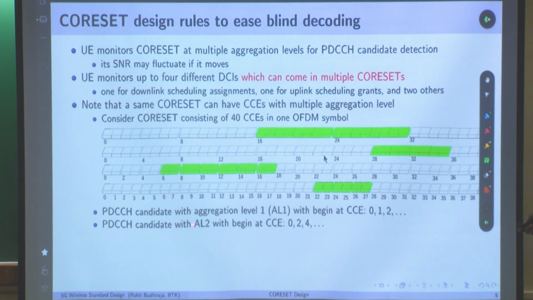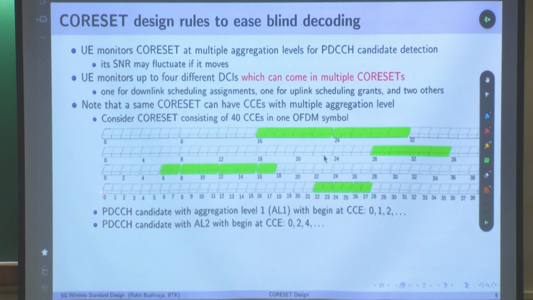If it is aggregation level 2, you will begin only at every second location, because you are aggregating 2 CCEs. So you will begin from this one. If it is aggregation level 4, where will you begin? From here, from here, from here. If it is aggregation level 8, you can begin only at these locations. Is this clear? Each one of them is a CCE.